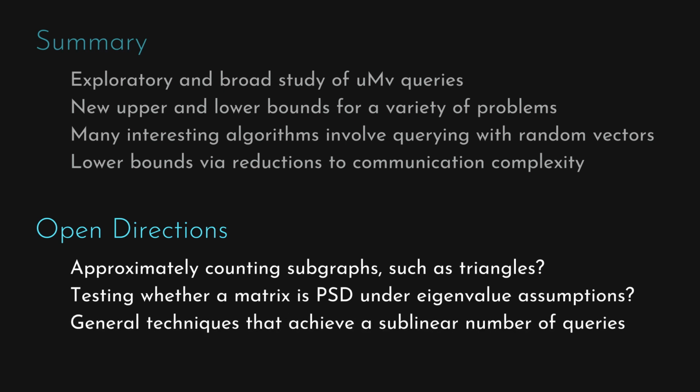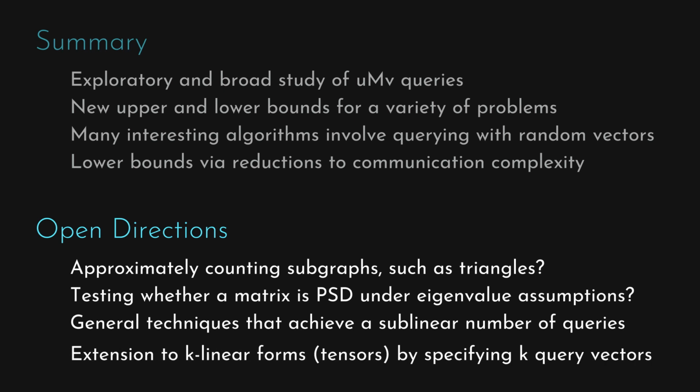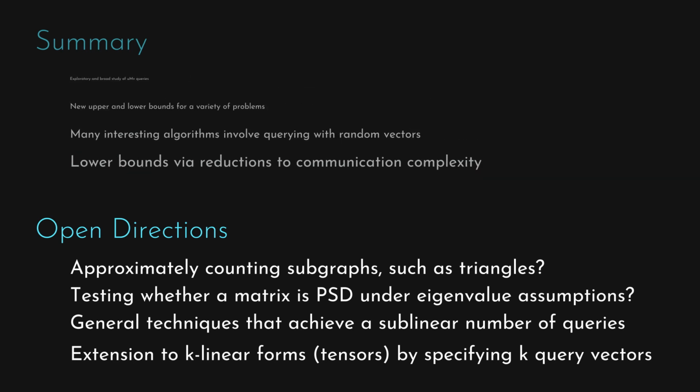At a higher level, I would like to see new general techniques for solving problems with a sublinear number of queries in the UMV model. I'm also curious whether interesting connections can be found by looking at the k-linear generalization of UMV queries. Here, you would have a k-tensor and then specify k query vectors. This seems like it could be a vast generalization of UMV queries, which correspond to the case k equals 2. But still, you only learn a small amount of information about the whole tensor, so maybe there are interesting trade-offs.